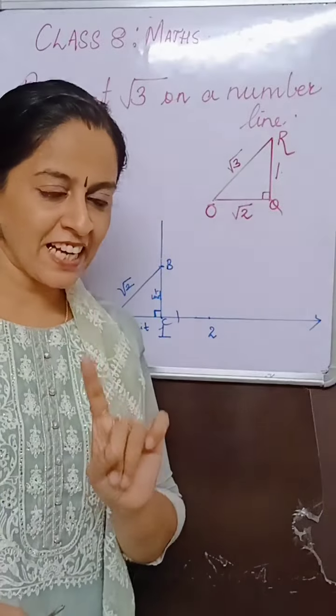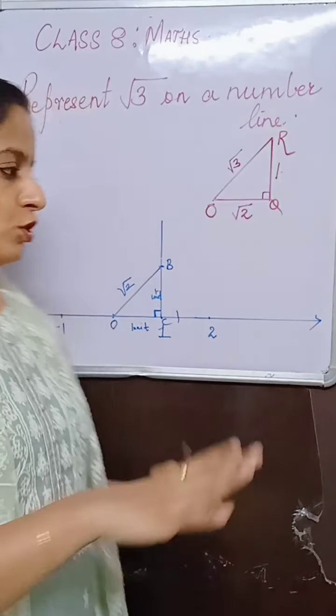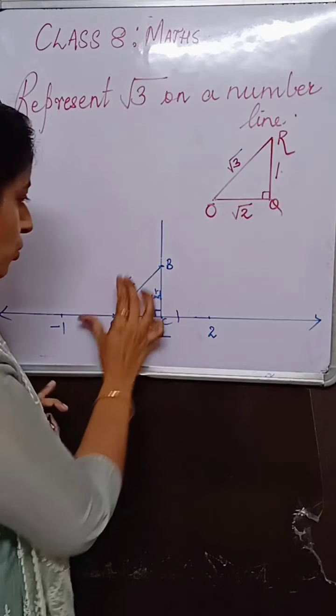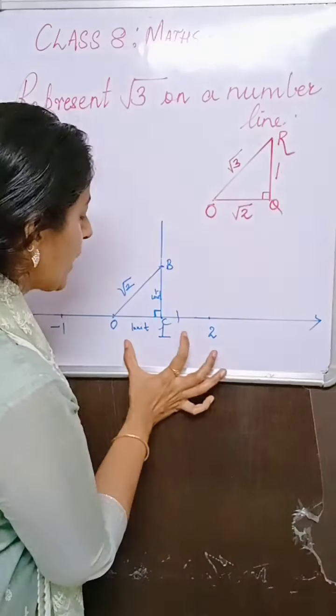Children, are you understanding? For root 3, we should first get root 2. So we got 1 unit, hypotenuse root 2. Now this root 2 we have to bring it as base. No, base we want root 2. So we have to bring root 2 here.